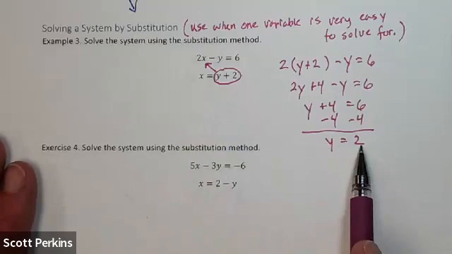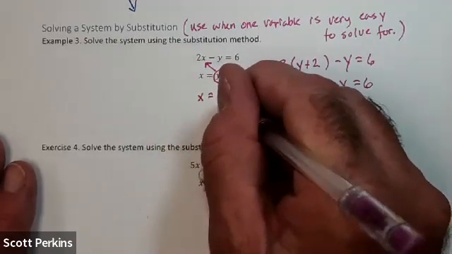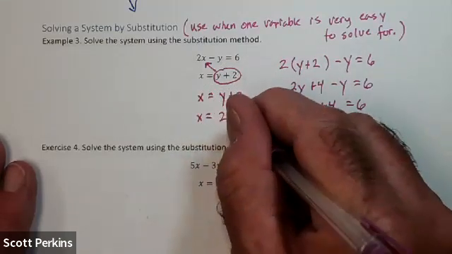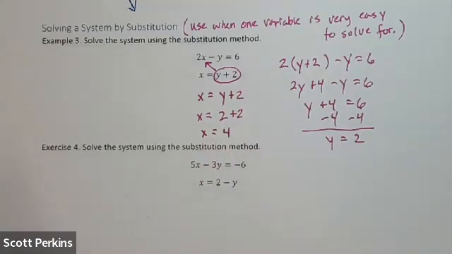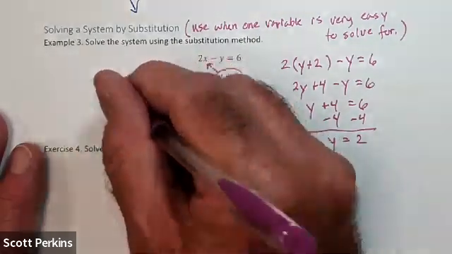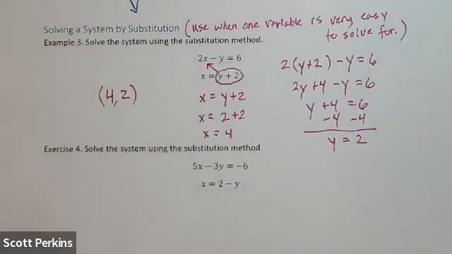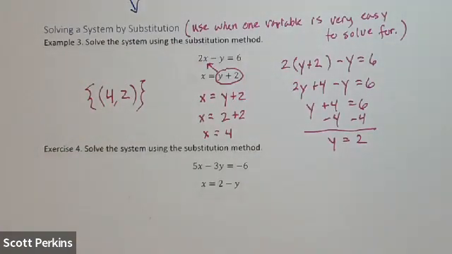So I'm going to take this y equals 2 and I'm going to put it into this equation. So this equation says x is equal to y plus 2. So that means x is equal to 2 plus 2. So x is 4. So my point, my solution is the x value 4, the y value 2. I'm going to put that in parentheses because it's a point, but then so everyone reading my answer knows that that's a solution set and not an interval, I'm going to put braces around it. And I'm done. That's substitution.